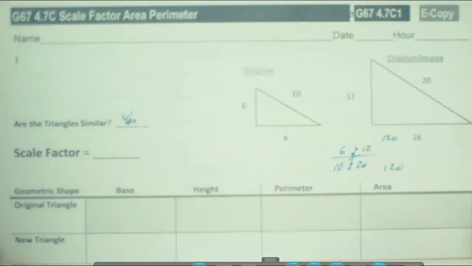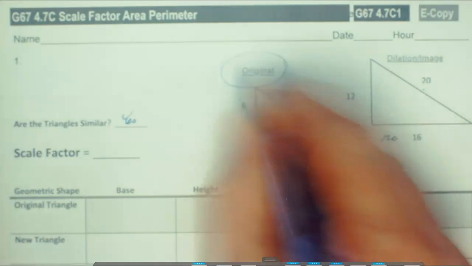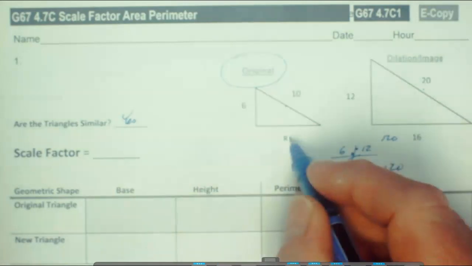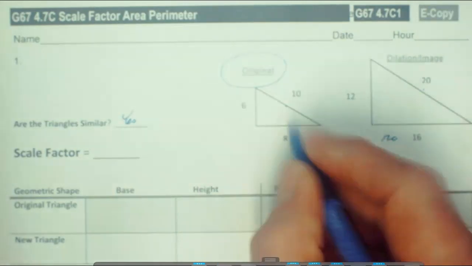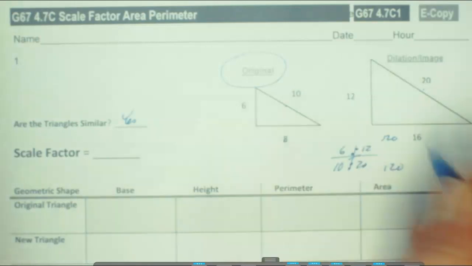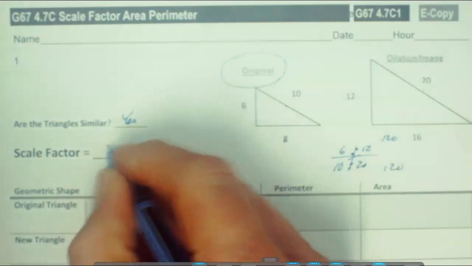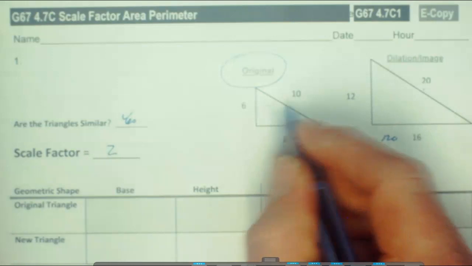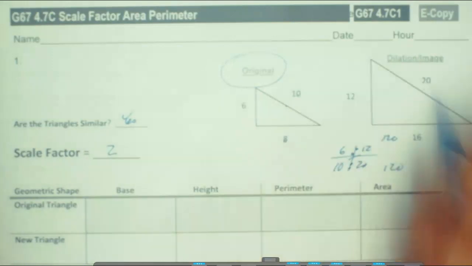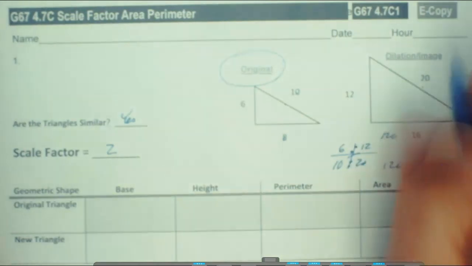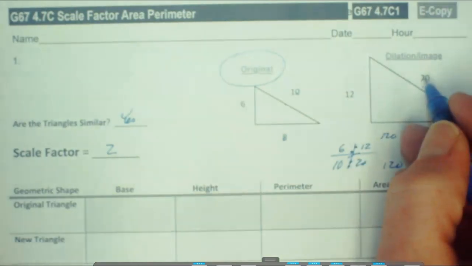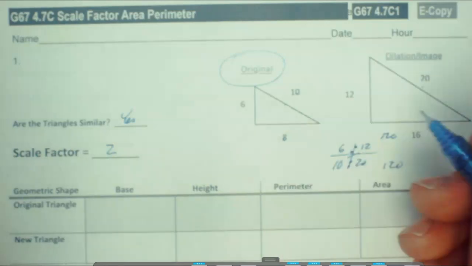And then we're talking about the scale factor. What scale factor was used? And this is where it gets a little confusing. For scale factor, you have to look at what was the original. This was the original. So if this is the original, they used a scale factor of 2 to create it, because they take this 10 times 2 to get to the 20, this 6 times 2 to get to 12. If this were the original, it would be backwards. It would be 1/2, because they'd have to take 20 times 1/2 to get to the 10.